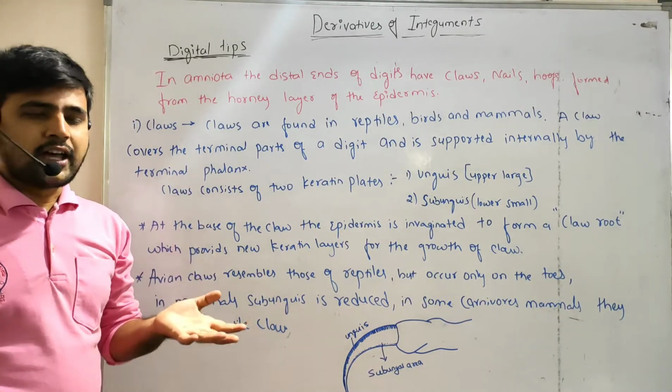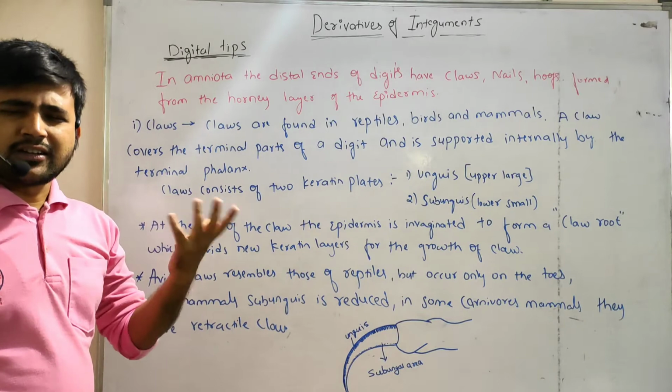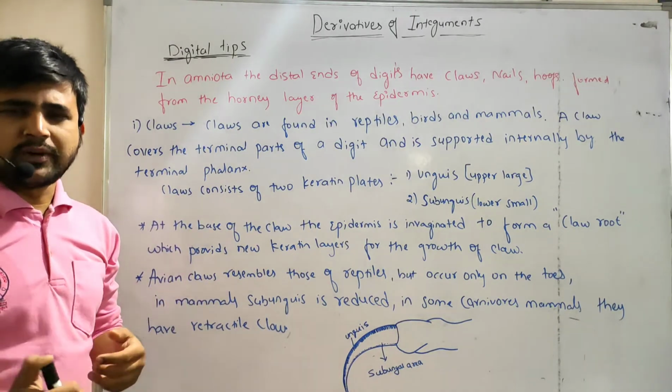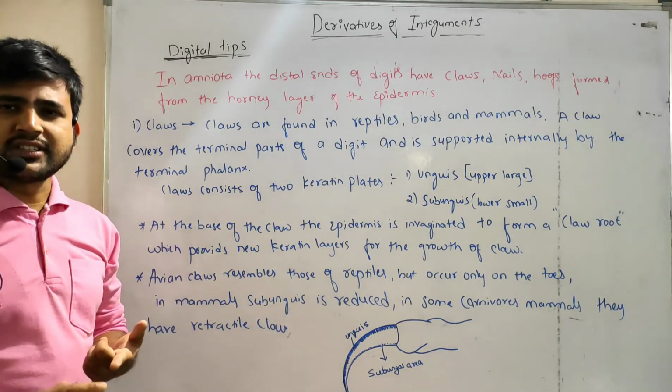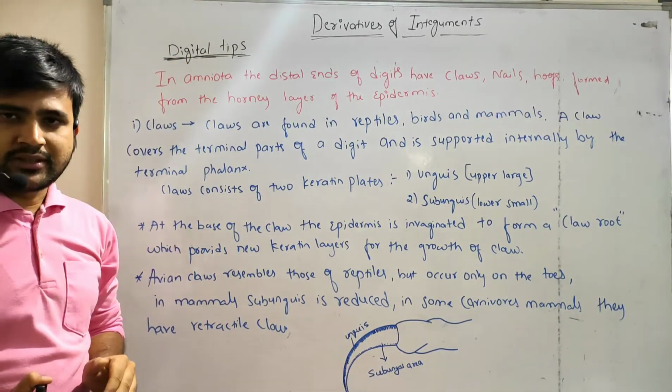Like the epidermal scales, which we already discussed, and other kinds of integumentary derivatives, whatever they may be, digital tips are one among them.